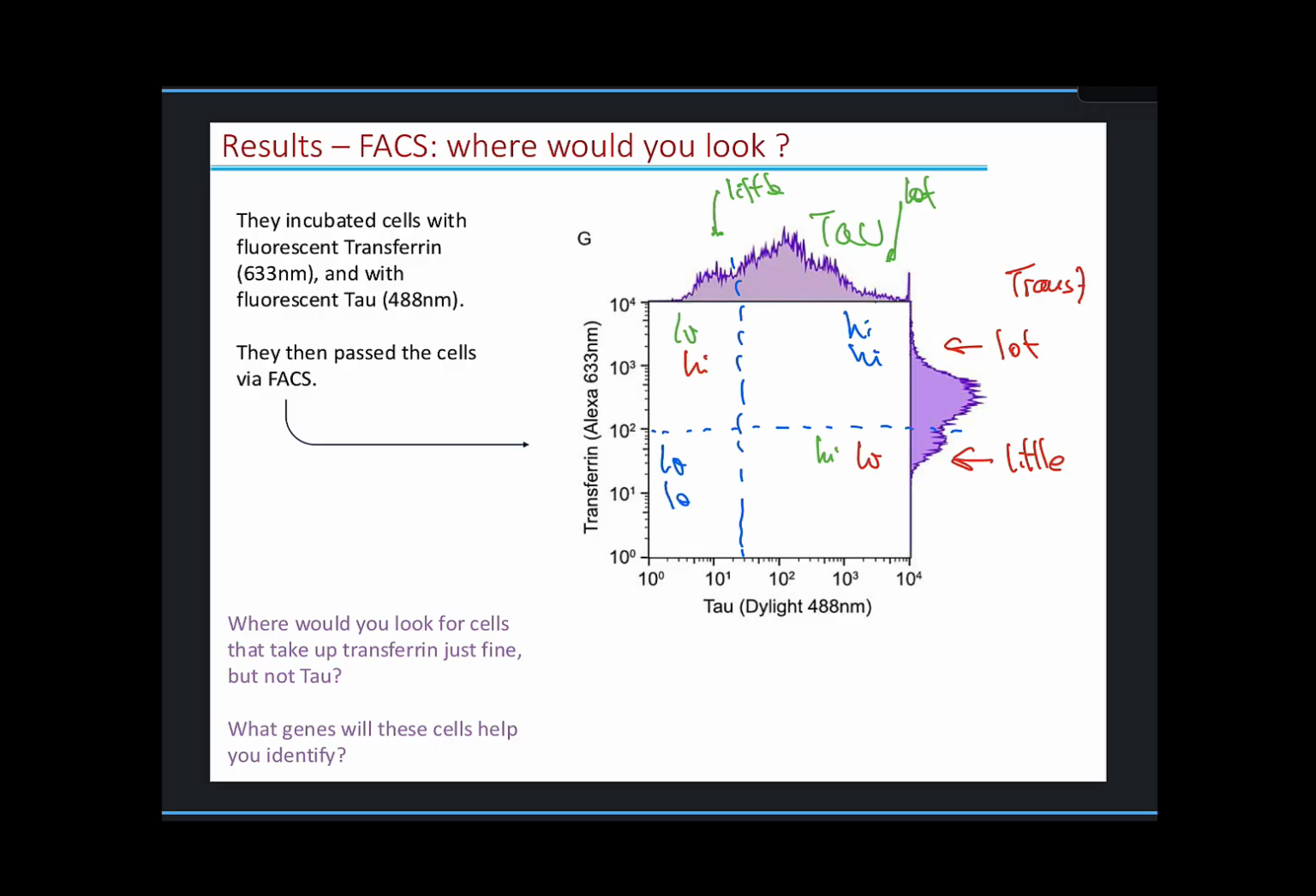So what genes will these cells, the ones falling in this quadrant, help identify? Let me rephrase the question this way. Each of those cells that fall in this quadrant may have mutations in a given set of genes, right? You mutated genes randomly in cells, and now you're asking the cells, where do you fall in these quadrants? And those here would have certain mutations. So those genes that were mutated in those cells, how would you define those genes? What would you call those genes?